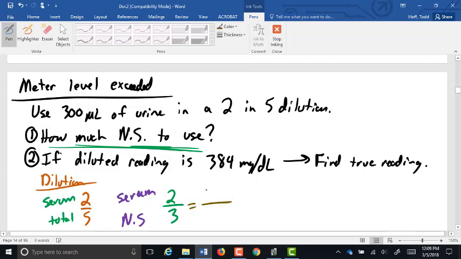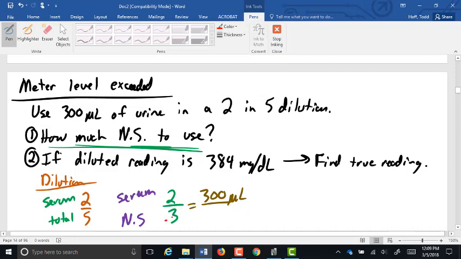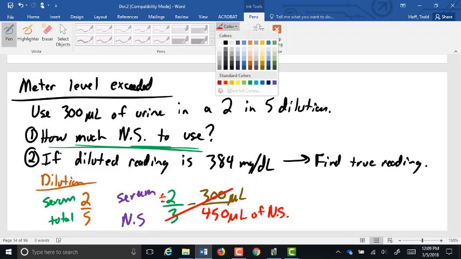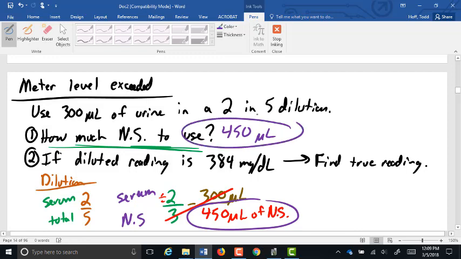So we mix that. There's 300 microliters of urine that goes on top, and we cross multiply and divide. 3 times 300 divided by 2 is 450 microliters of saline. So that's part 1. We need to add 450 microliters of saline to that urine to complete a 2 in 5 dilution.